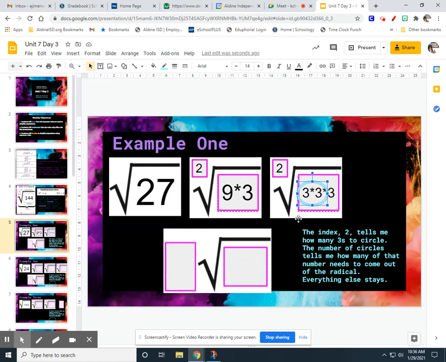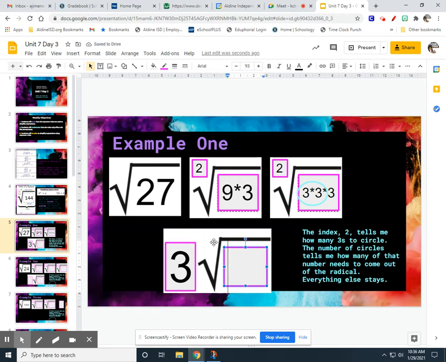I only have one circle. That means the 3 can only show up one time outside this radical. I don't have to write the index of 2. That was just helping me to figure out how many I needed to circle. And there's only one 3 left. So the answer is 3 square root of 3. Okay, let's go to the next.